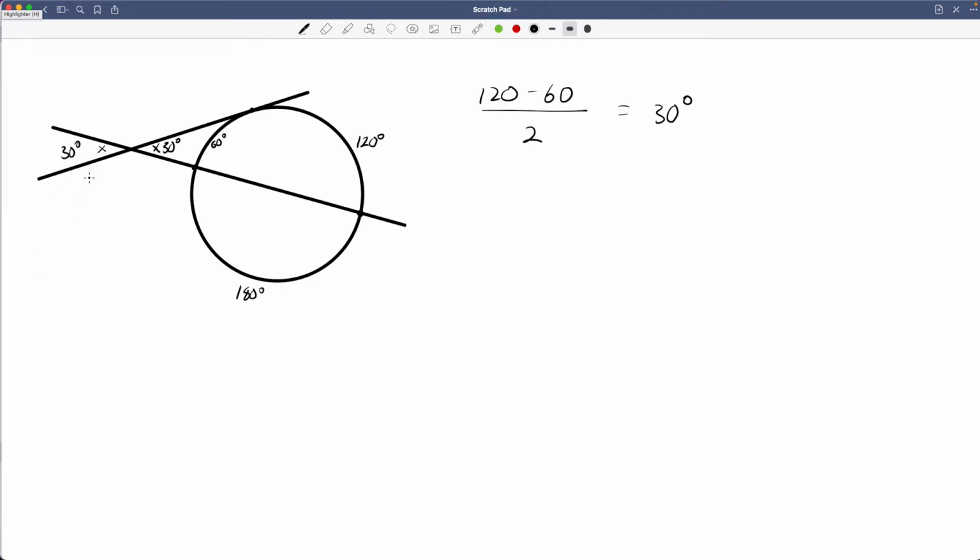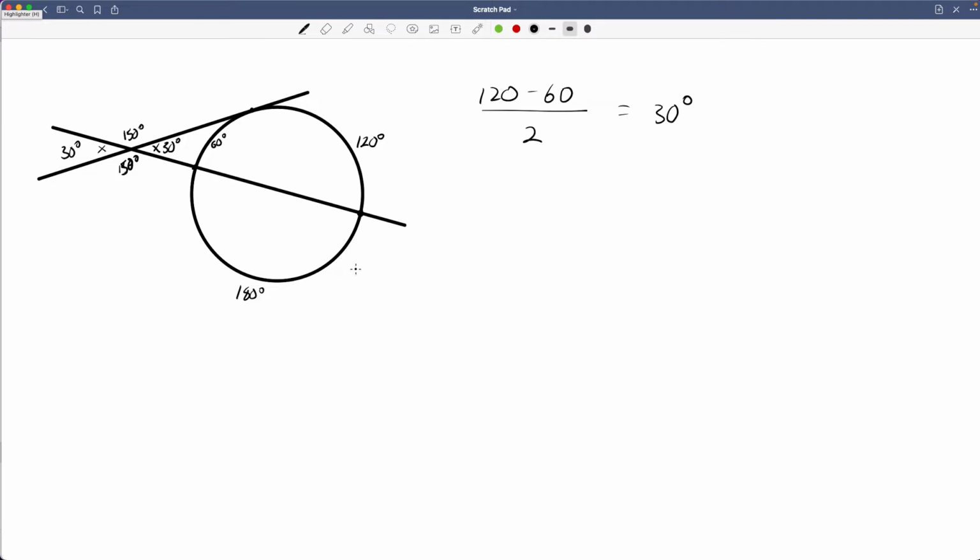So if this is 30 degrees, this again is a straight angle. It's a straight line. If this is 30, then this has to be 150, and this has to be 150, right? So now we have all of the degrees of measure formed by the secant and the tangent. And we also have the arc here, 180. So we have all of that cool information about that.